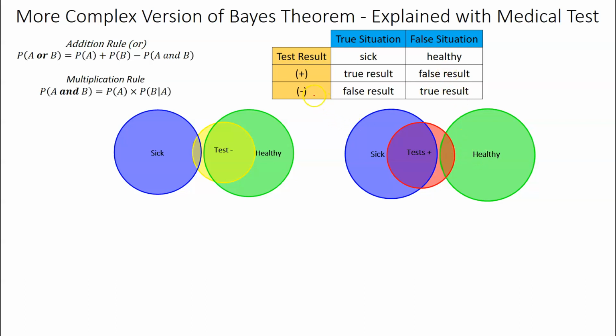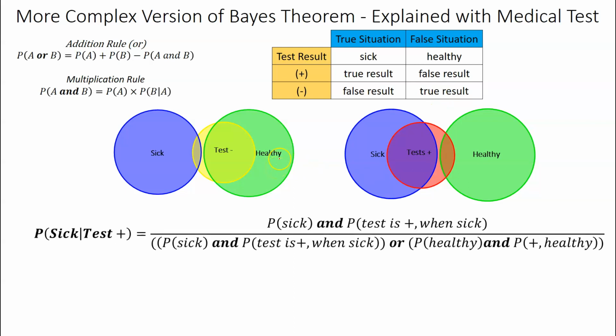Then we've got the reverse. What if the test comes back negative? Well, if the test comes back negative and they are healthy, that is a true negative. But if the test comes back negative and it's a few of these people that are actually sick, then you say that it is a false negative. So we could have a false negative and we could have a true negative. And those are the situations there.